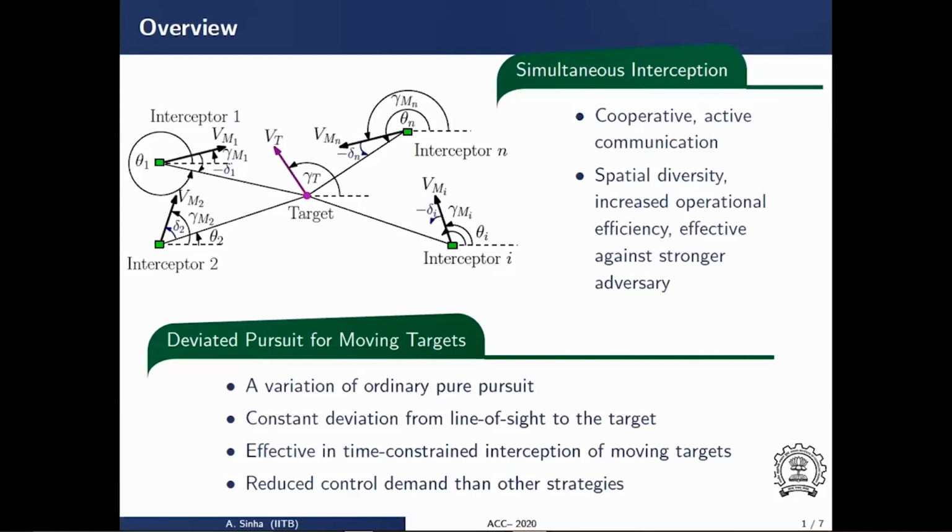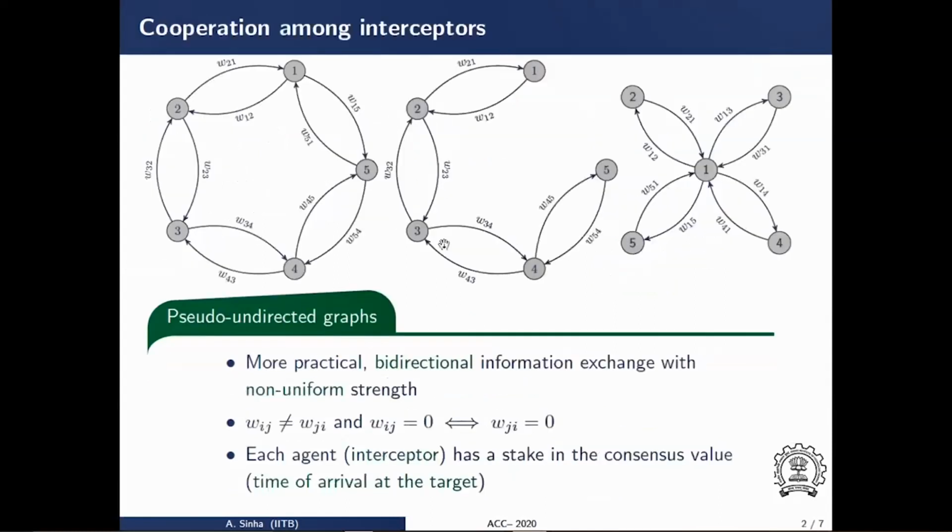Further, our strategy is based on a variation of ordinary pursuit, in which the interceptor always looks ahead of the target by a fixed angle, delta, which is shown here in the figure. In doing so, the interceptor takes a relatively shorter trajectory and demands lesser effort than in the case of an ordinary pursuit. In this work, we also propose a rather unconventional model of interaction.